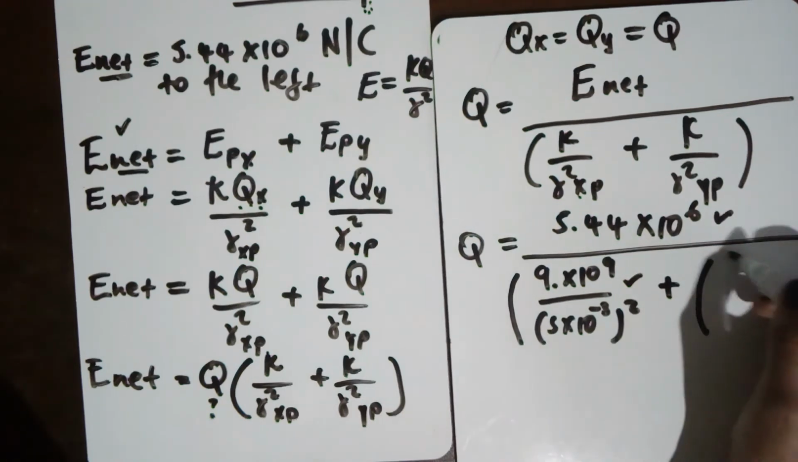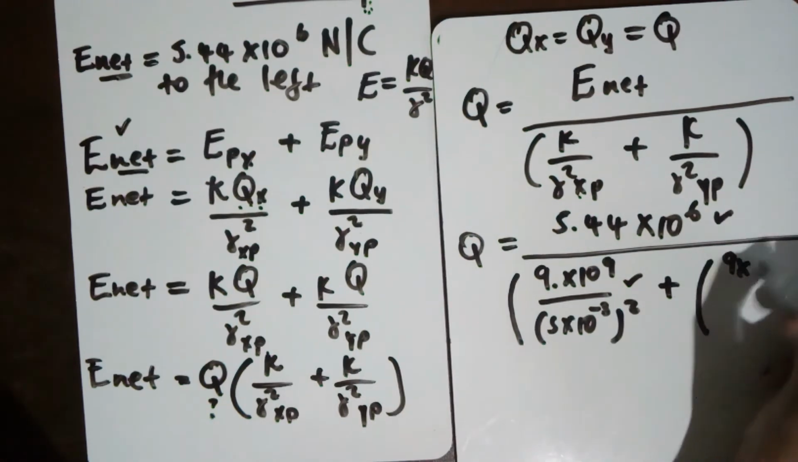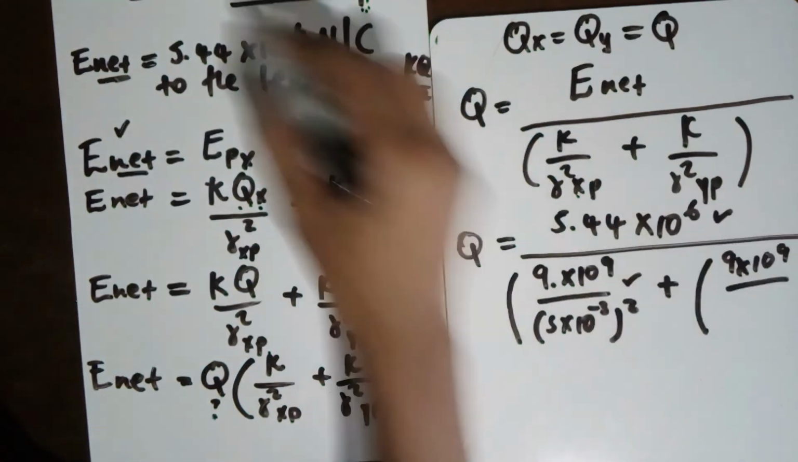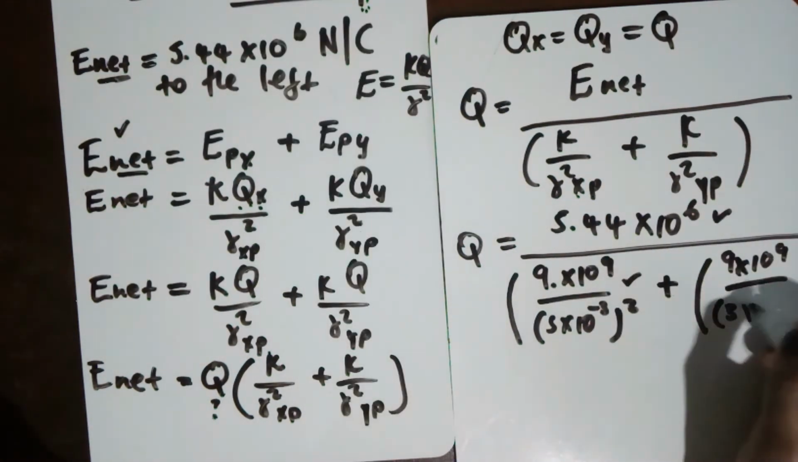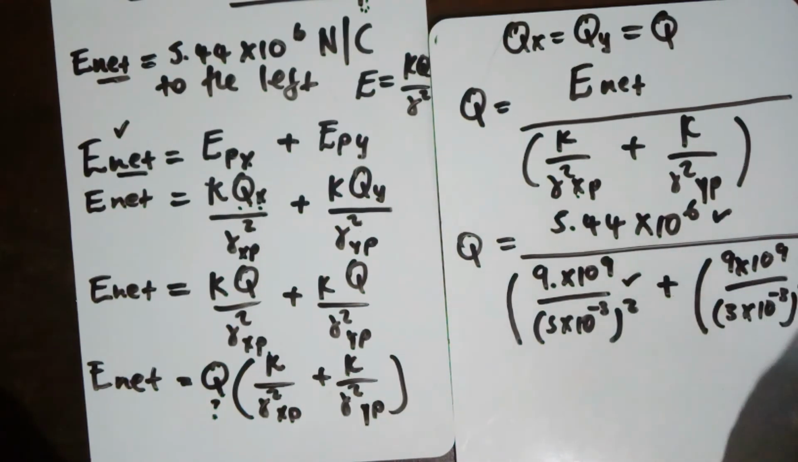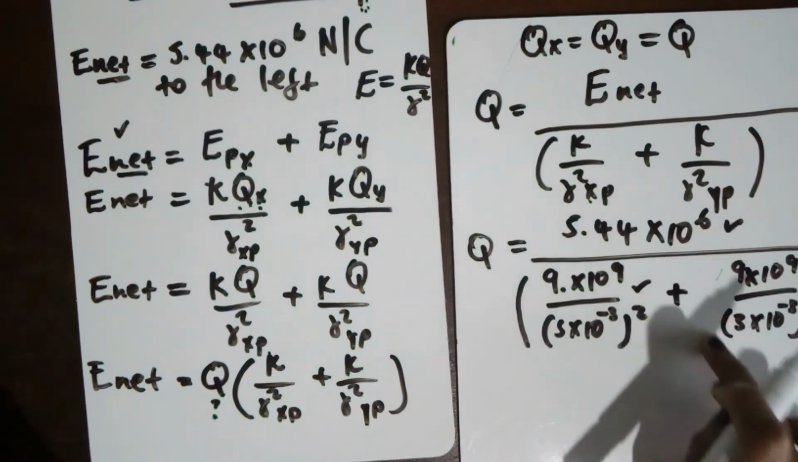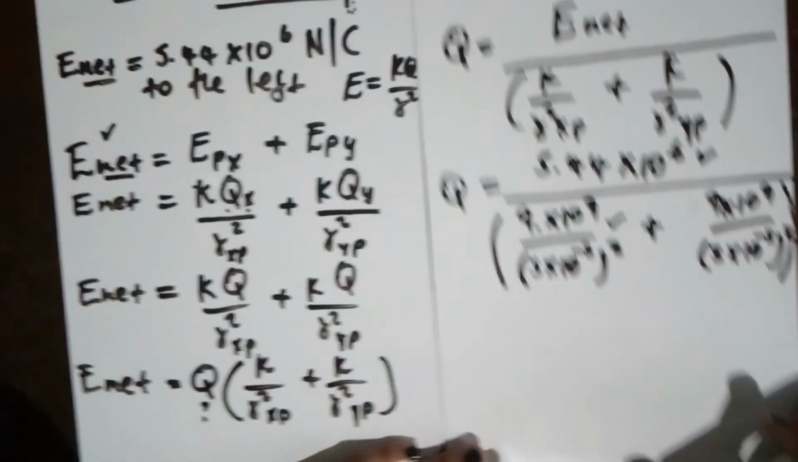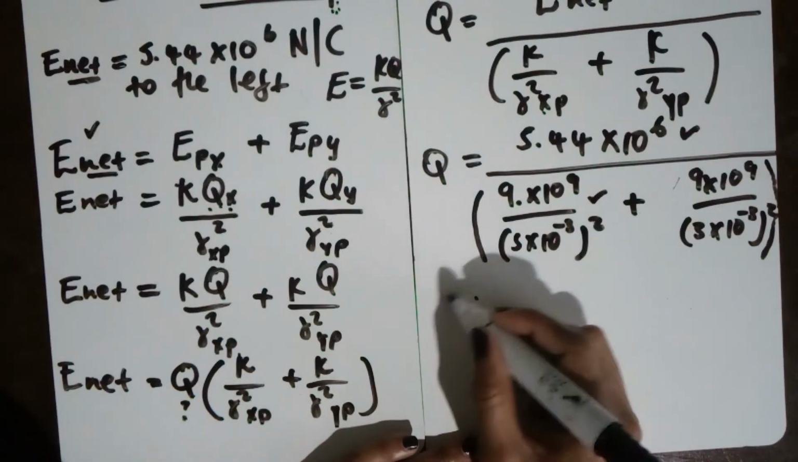And then you'll have 9 multiplied by 10 to the power of 9, all of it divided by the distance between y and p, which is 3. So we'll have 3 multiplied by 10 to the power of minus 3, all of it squared, right? Okay, there was no need to include this bracket over there. And now your task is simply to put this in your calculator.